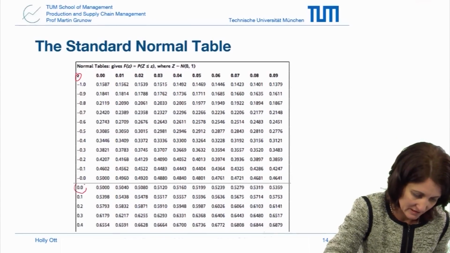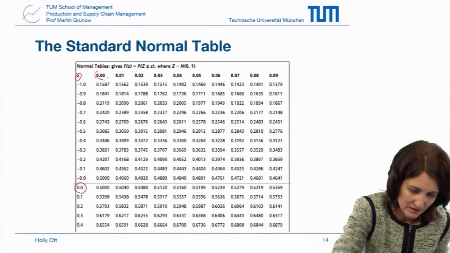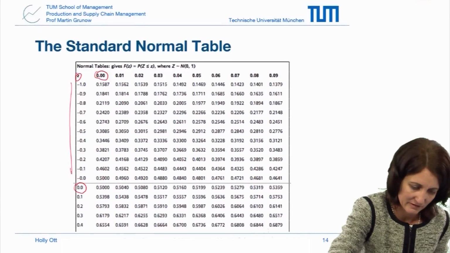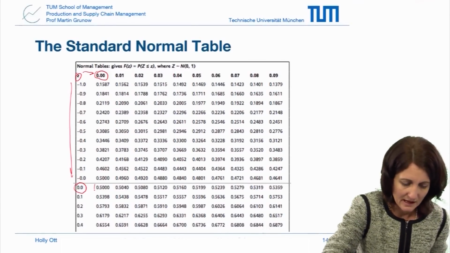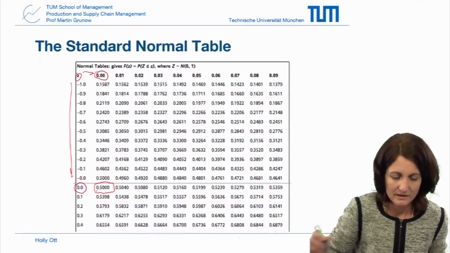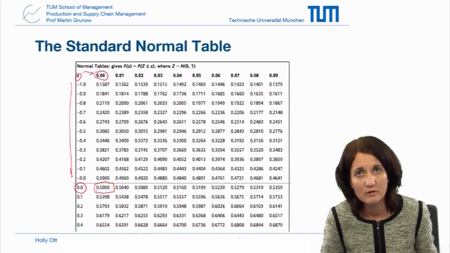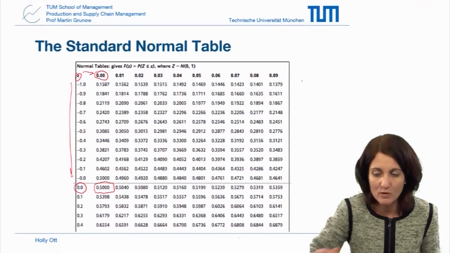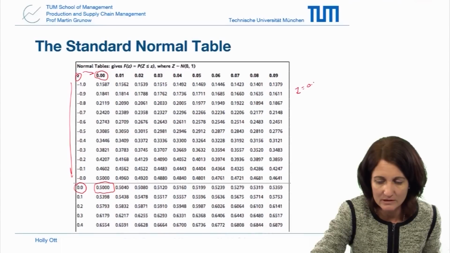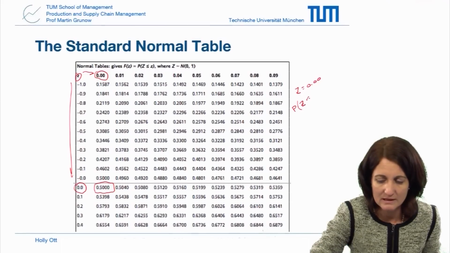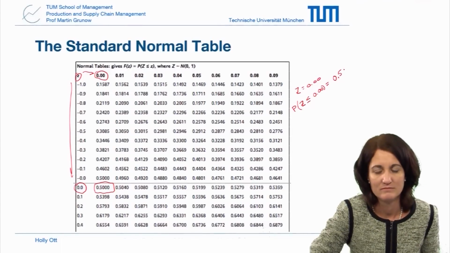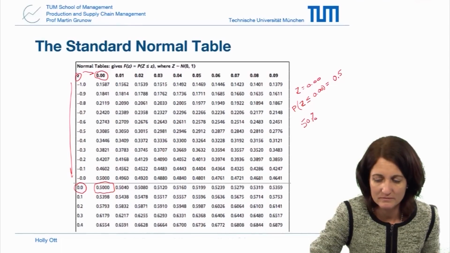So here we go down first, Z equals 0.00. We went first down here and then we went this way. And look what we get. Now that value, what did I say? In the center of the table, those are proportions. So that 0.5, when Z equals 0.00, the probability that Z is less than or equal to 0.00 equals 0.5, or 50%.